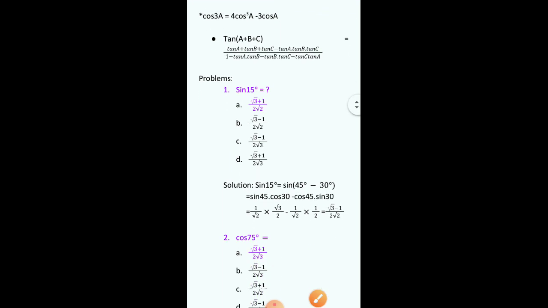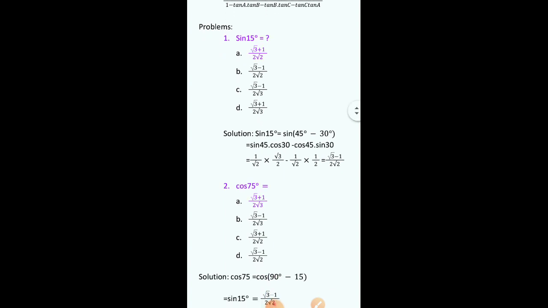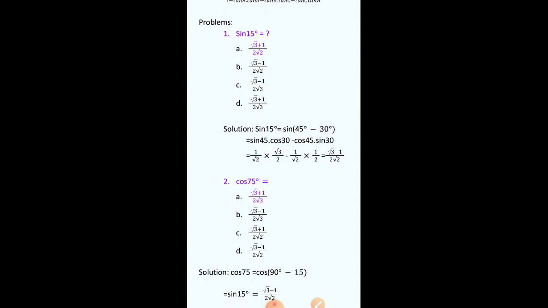Next, the next question is cos 75 degree. Now we have to find cos 75 degree. So we can also write it as cos(45 plus 30 degree), and we can solve those steps that way. But we can also write cos 75 is equal to cos(90 minus 15 degree).